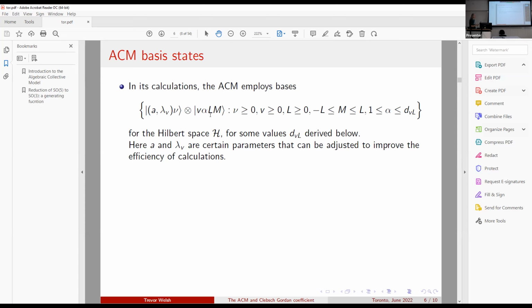Here, as I say, A and lambda V are certain parameters, and they can be adjusted in the computer code to improve its efficiency. In fact, they have a huge impact on the efficiency of the code, and it can make the calculations practical as opposed to impractical. So you need some way of choosing these, but I'm not going to go into that in this talk.